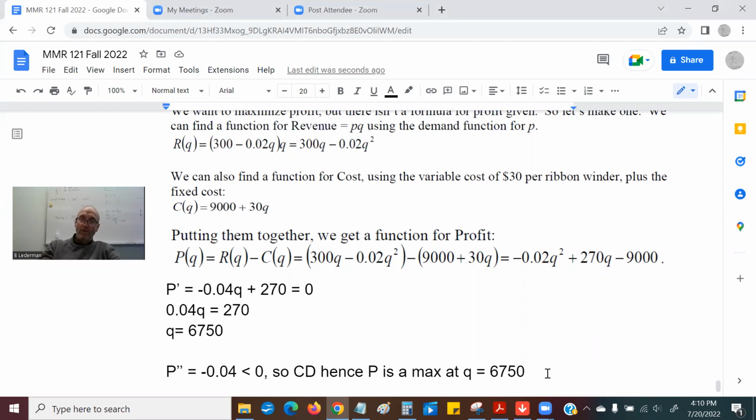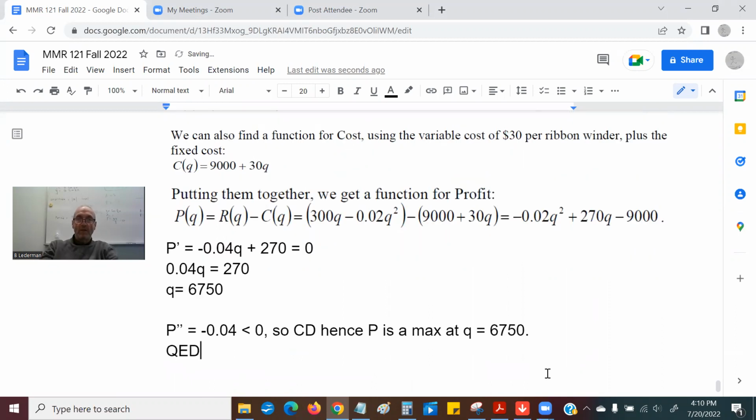QED. You may have seen that expression. QED is actually Latin, and it stands for quod erat demonstrandum, and it just means that we've concluded, we're done. We've demonstrated what we want to demonstrate. It's kind of a fun word.